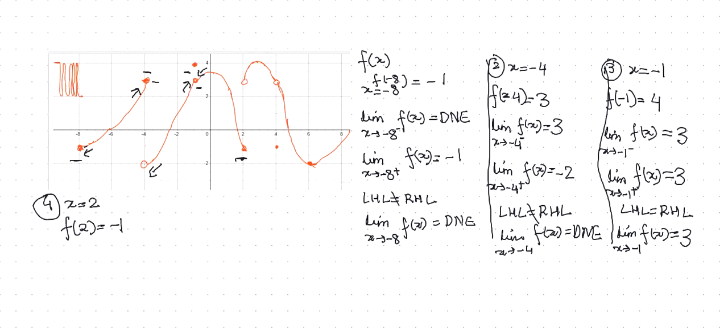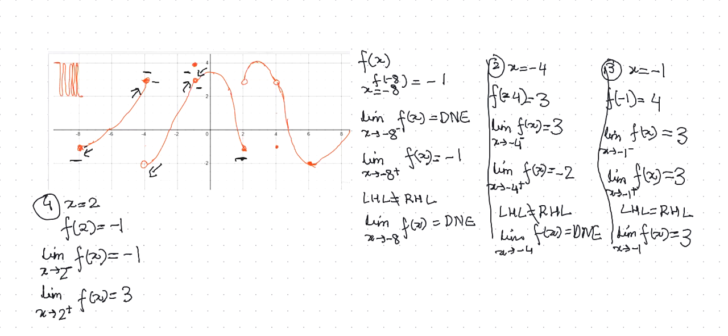Now let us see left hand and right hand behaviors. So x tends to 2 negative, f of x, when it is approaching 2 from the left hand side. When the function is approaching 2 from left hand side, its value is -1. Whereas when the function is approaching 2 from right hand side, the value of the function is 3.